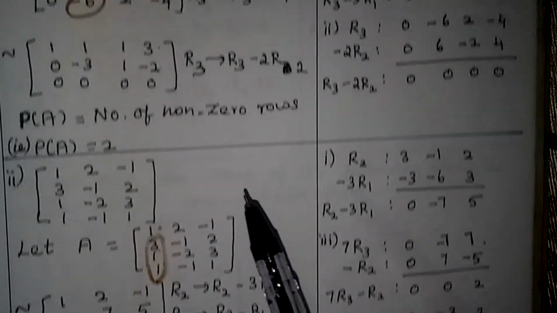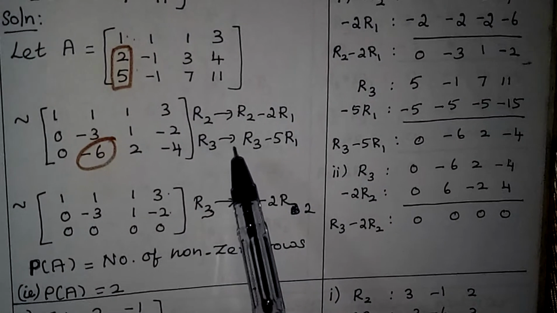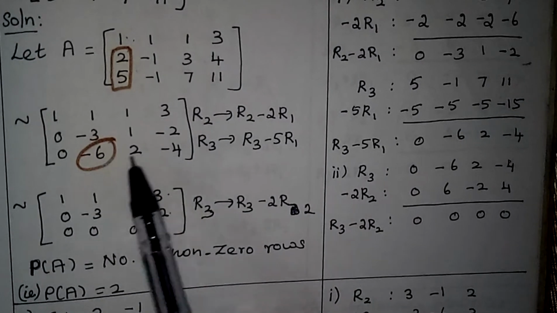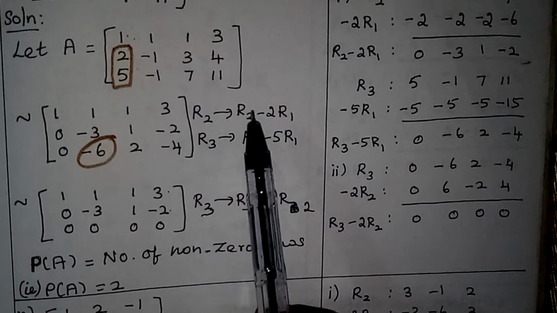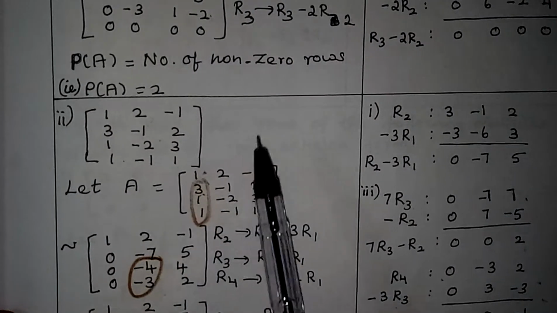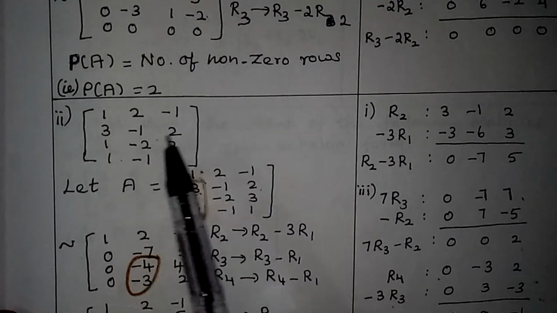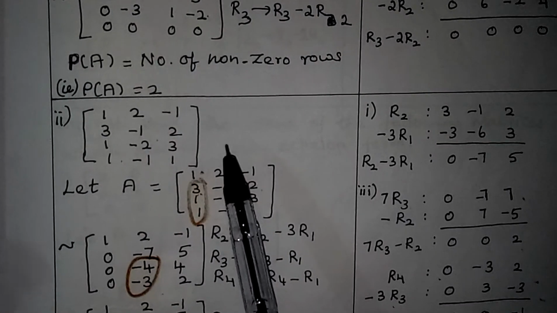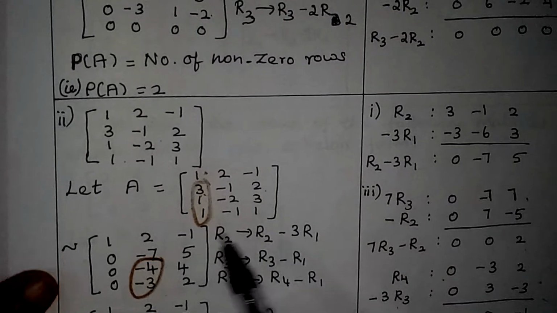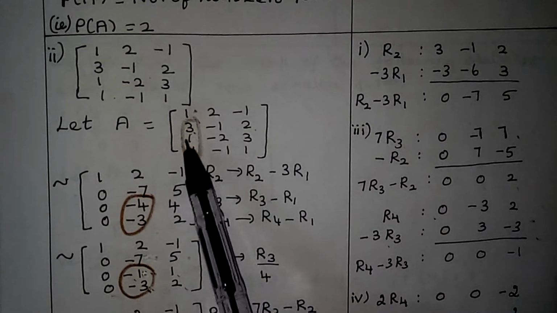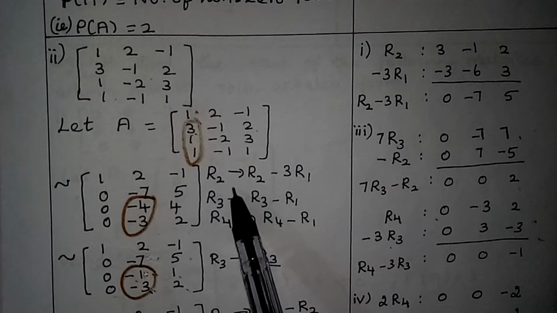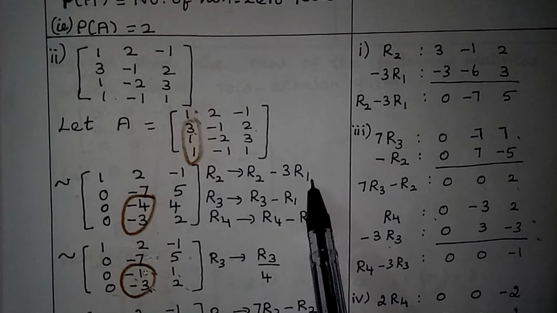And listen, I said you should not do more than 2 calculations at a time, isn't it? But here we had only 3 rows. 3 rows means 2 calculations. Here we have 4 rows. 4 rows means 3 calculations you can do. That is, the number of calculations will be 1 less than the number of rows. So here 3 calculations you can do. So this 3 minus 3 is 0. So R2 I am changing as R2 minus 3 times R1.